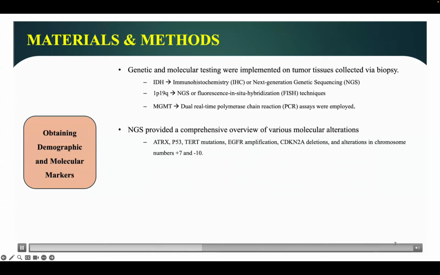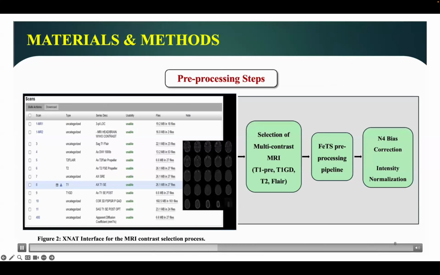For 1p19q, next-generation sequencing or fluorescence in situ hybridization, or FISH, techniques were used. And for MGMT, dual real-time polymerase chain reaction, or PCR, assays were employed. For pre-processing, we first selected T1, T1 post-contrast, T2, and FLAIR sequences. Those sequences are then processed with FeTS, and in a final step, we perform N4 bias correction and image intensity normalization.